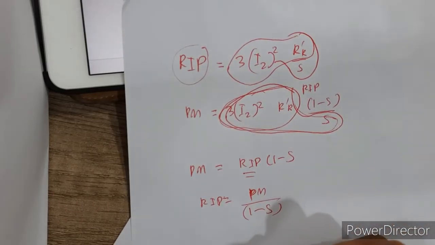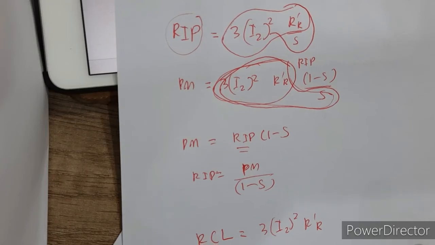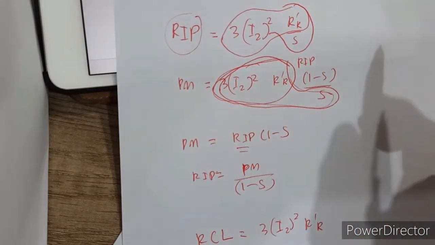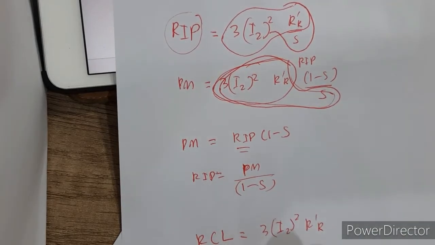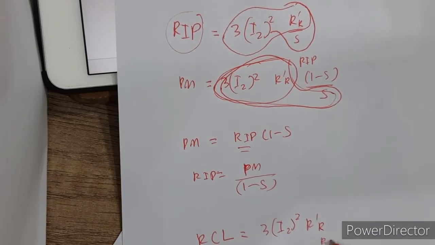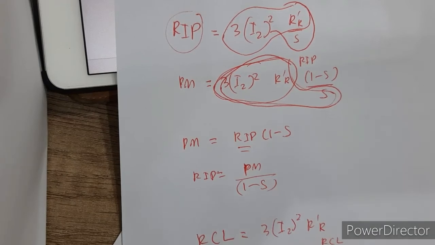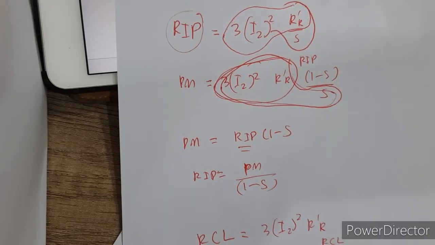And then for RCL, RCL is equal to I2 squared multiplied by R prime R. If we compare with RIP, this one is RCL. RIP is equal to I2 squared R prime R over S. So this one is RCL. So we can write RIP equals RCL over S, or we can write RCL in terms of RIP.